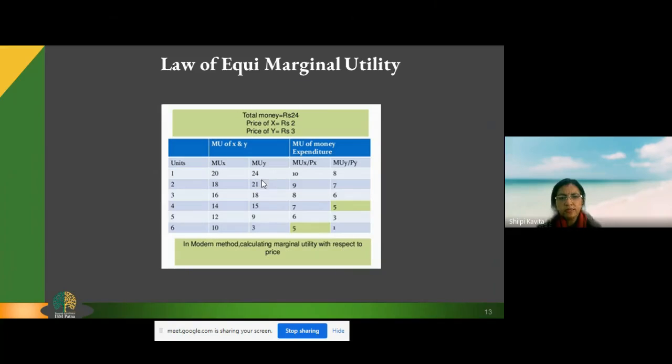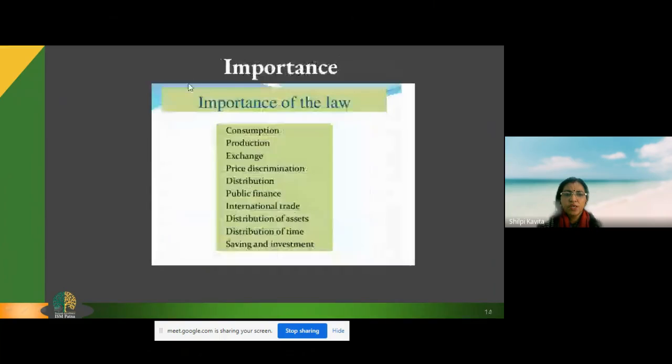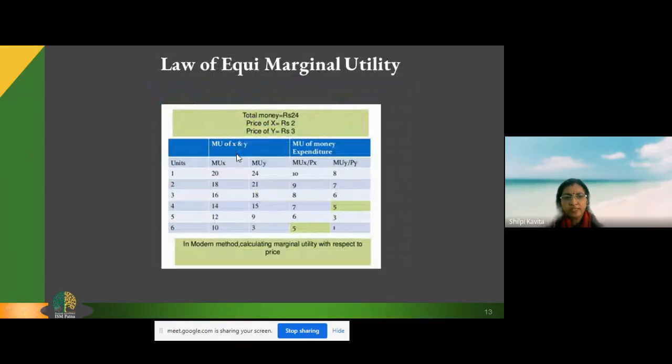So seeing that in a schedule form or a tabular representation, here we can see that the marginal utility of X and Y is given. The price of X and Y is also given. So we have to take out the marginal utility of money expenditure, because in the modern statement, we have to not only equate the MUX and MUY, but we have to take into consideration MUX upon PX and MUY upon PY. So we know the marginal utility: 20, 18, 16, 14, 12 and 10.